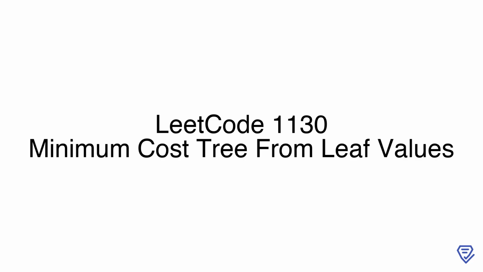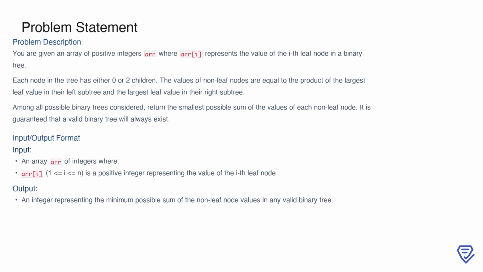Let's dive in. In this problem, we are working with an array of positive integers called ARR. Each element in this array represents the value of a leaf node in a binary tree. The tree we construct will have a specific structure. Every node must either have 0 children, meaning it's a leaf node, or 2 children.